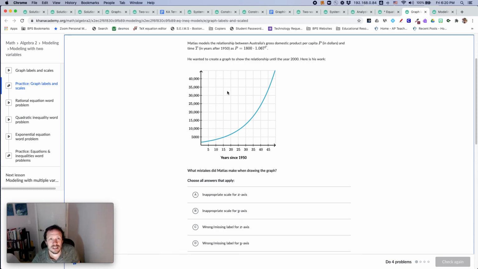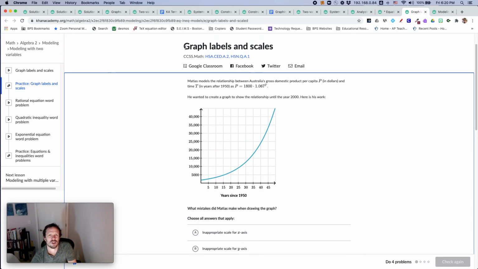Let's go to this. This problem, I don't even know if we need to copy it. It's really all about what the graph looks like. Graph labels and scales, making sure you know how to make a good graph. So you're looking at this graph. Honestly, the first time I did this, I got this wrong because I was not reading carefully enough what it's asking. You got to read these multiple choice questions carefully. Tells us some information here. Matthias models, blah, blah, blah. Good reason to read this fast. When you get down here, what mistakes did Matthias make when drawing the graph, right?